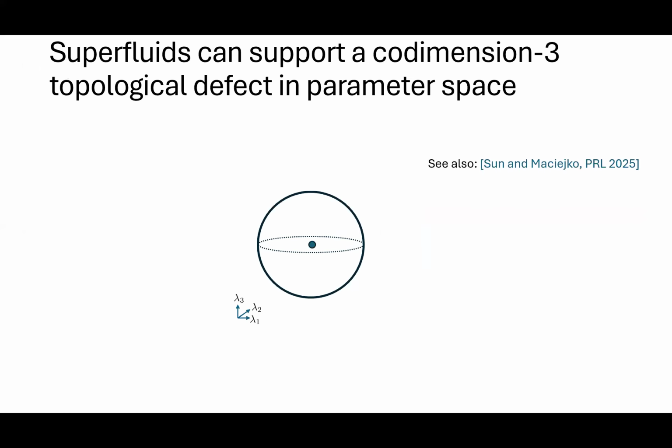So the conclusion is that superfluids support a codimension-three topological defect in parameter space, because you can have a non-trivial winding over the two-sphere, which is classified by Z. This kind of thing was also discussed from a somewhat different perspective in this paper by Sun and Masieko. So again, if you want a concrete model that realizes that, I can do that.